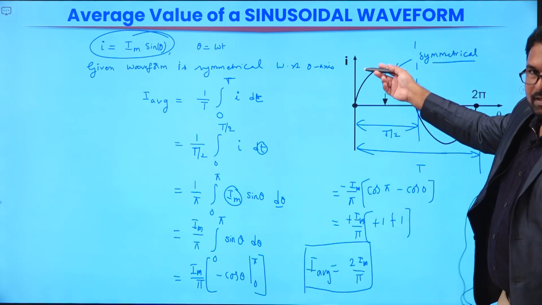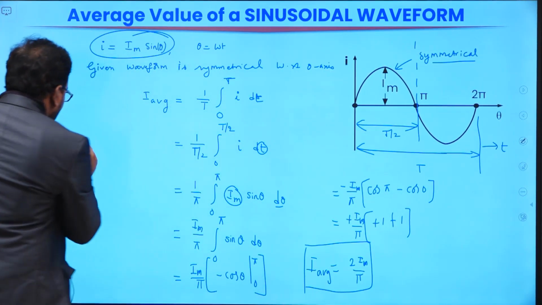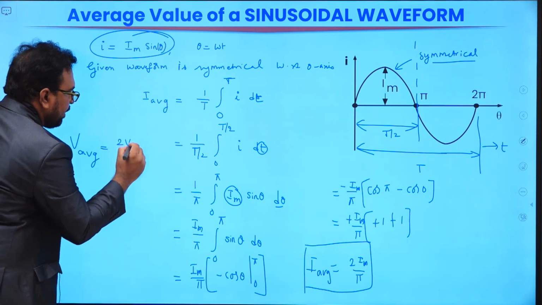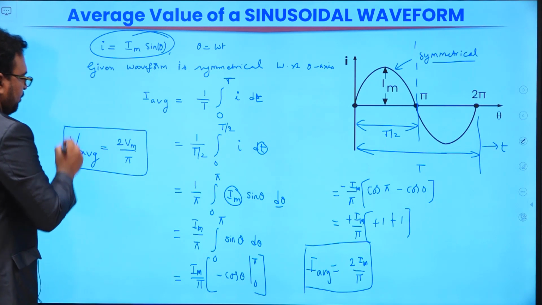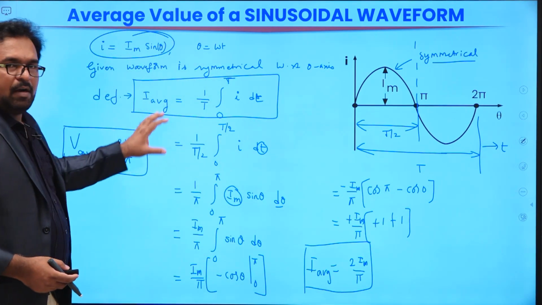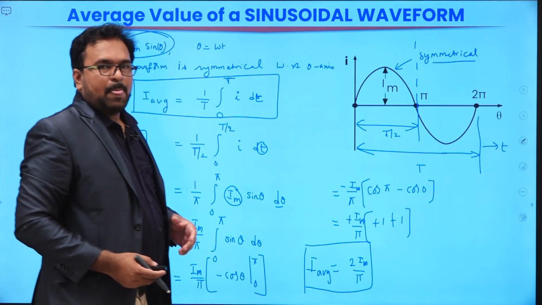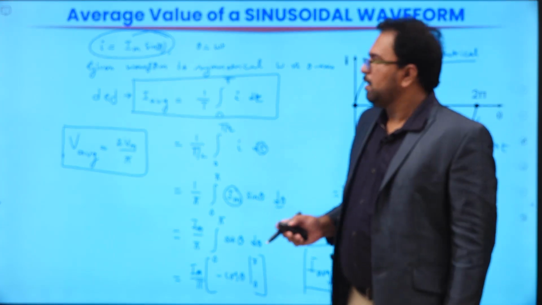If instead of current the voltage is given, then you can express the average value of the voltage, V average, as 2 Vm by pi. Okay. So the same procedure can be applied if you want to calculate V average also. Okay, that is about average value of a sinusoidal quantity.